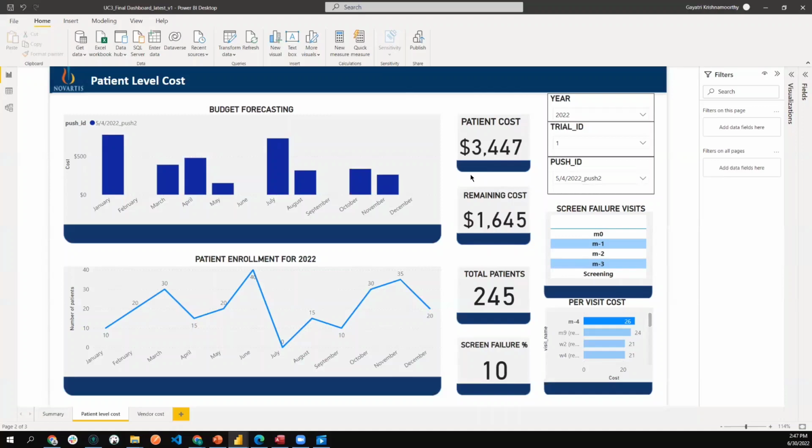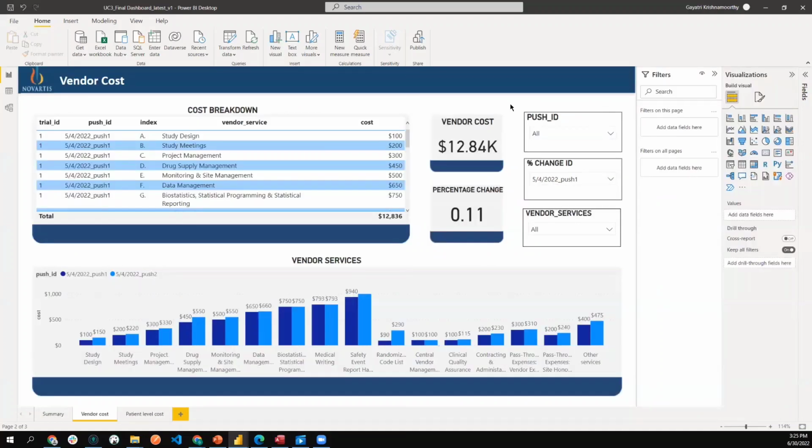Now let's move on to the vendor costing. Over here, different vendors submit their quotations to the project managers. The managers look at these quotations, compare various parameters, and then select a vendor to perform the clinical trial.